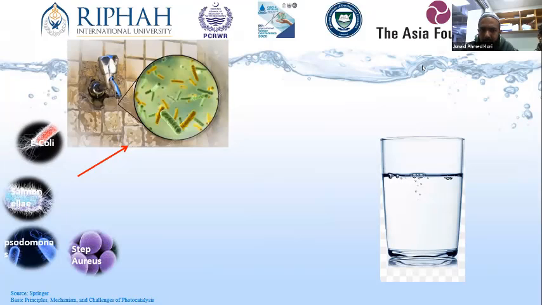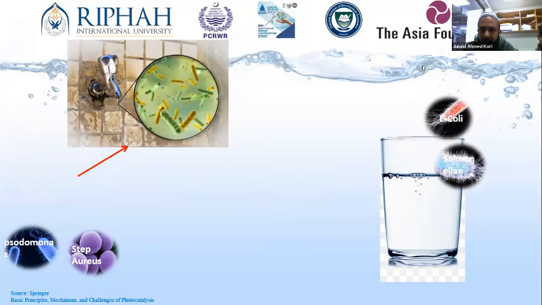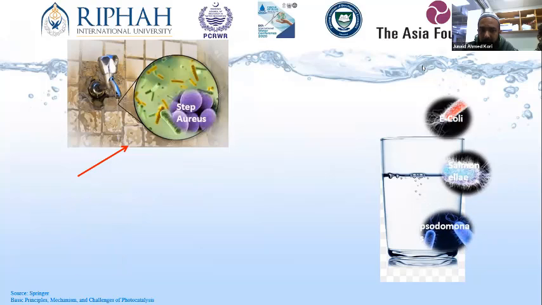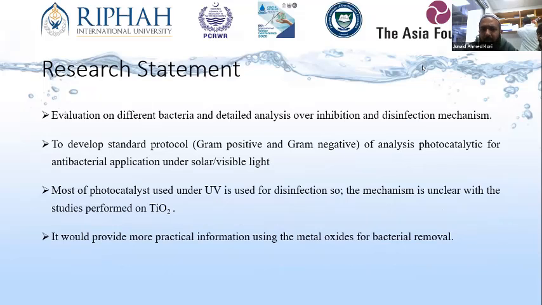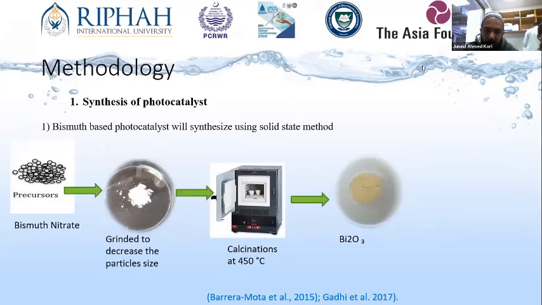Pathogenic bacteria easily reach the point of use, which is a very dangerous situation when we use that water, especially in remote areas. People consume water at the point of use, and there is no proper treatment. So our study is the disinfection and inhibition mechanism study, and to develop the protocol for bacterial analysis, which would give more practical information for the use of these photocatalysts.